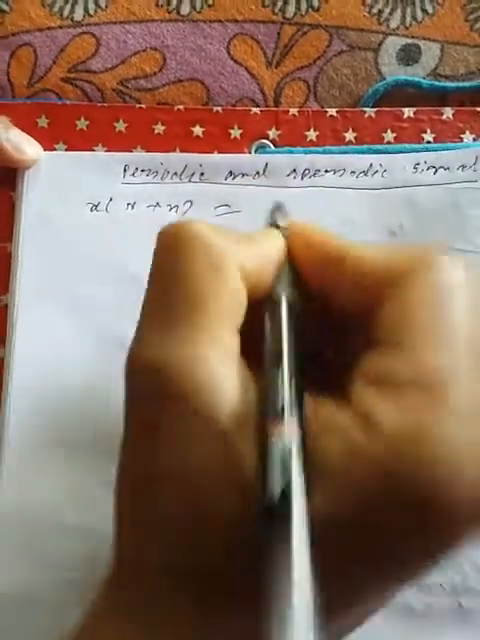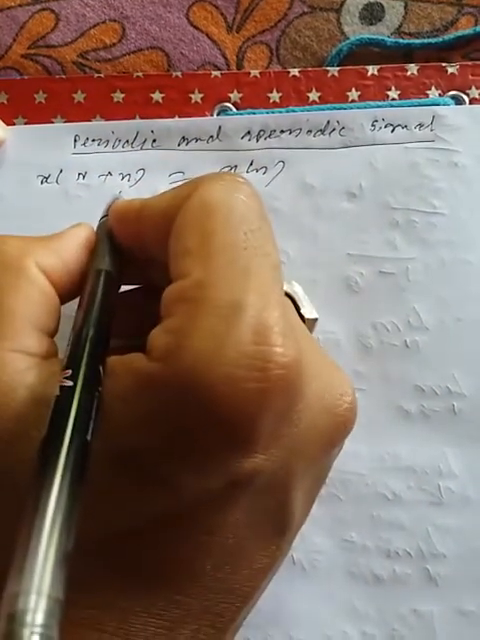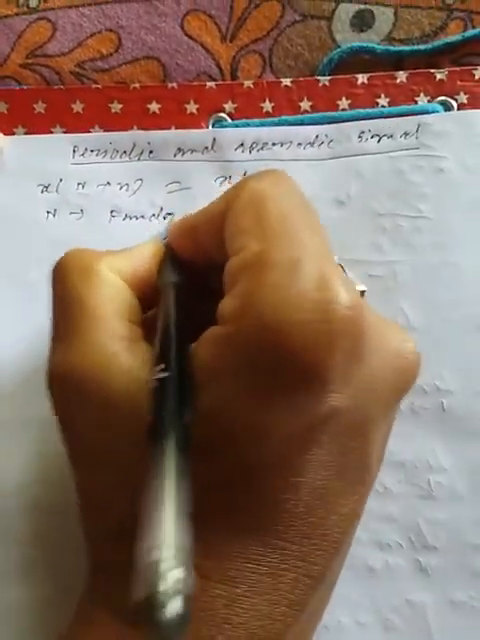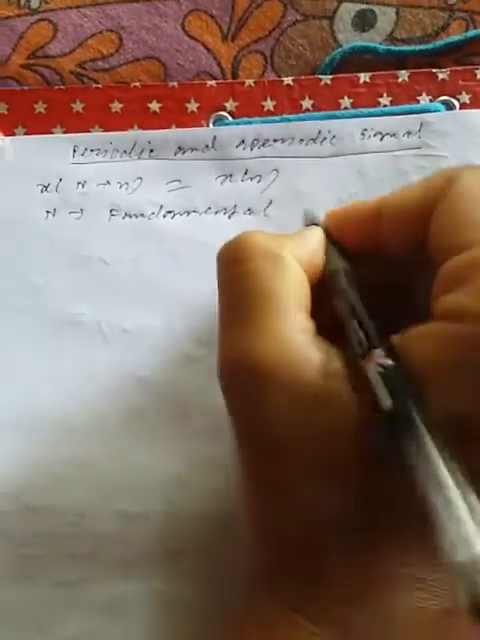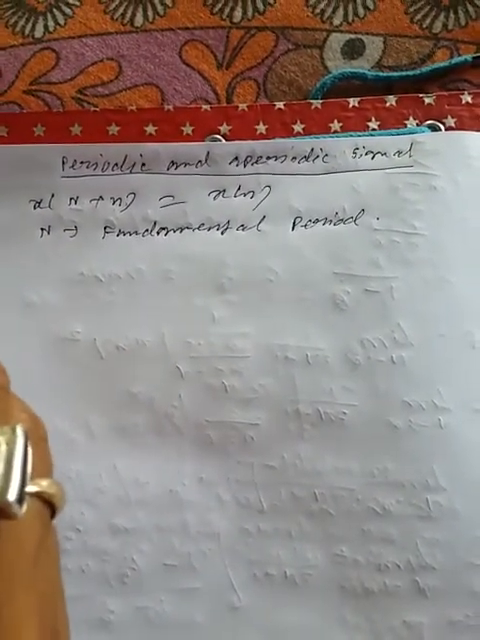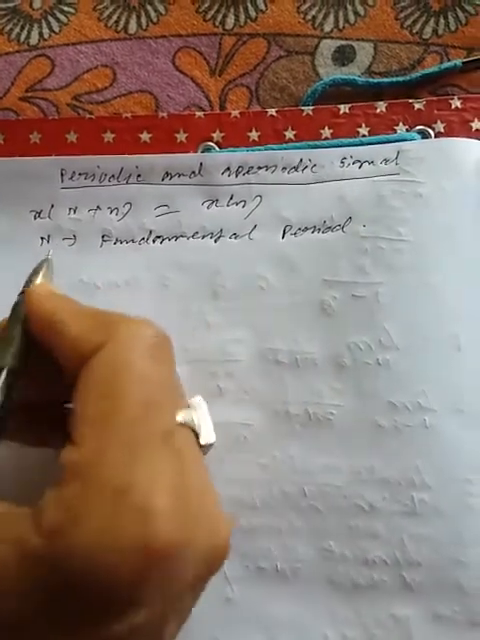Now a discrete time signal x[n] is said to be periodic if it satisfies this condition: x[N + n] = x[n], where capital N is called the fundamental period of this periodic signal. If any signal x[n] satisfies this condition, then it is called a periodic signal, otherwise it is called an aperiodic signal.